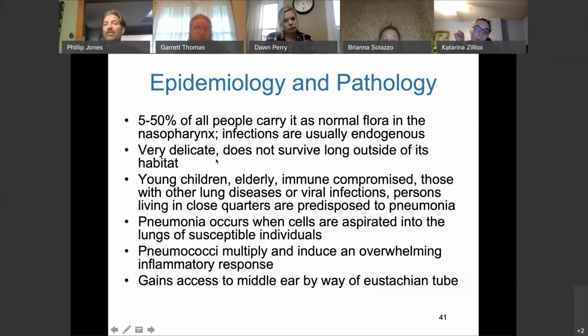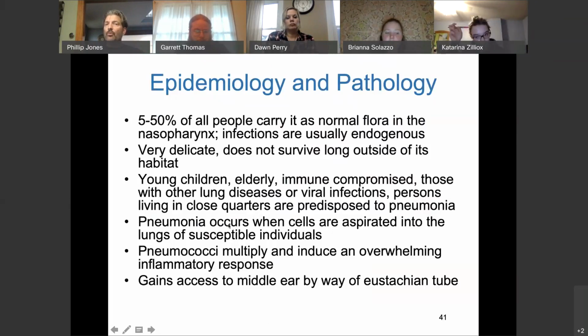So it's very delicate, does not survive long outside of its habitat. So this is relatively easy to kill on a surface. You've got to transmit it person to person. And like I said, it's got to grow on blood or chocolate agar. We've got to diminish that oxygen concentration.